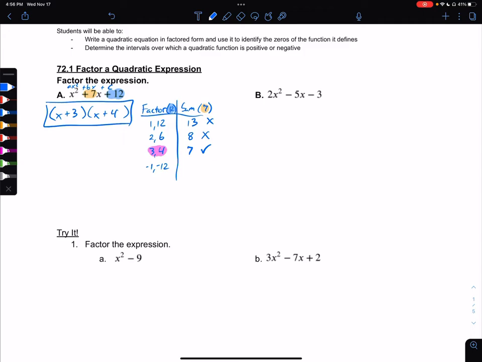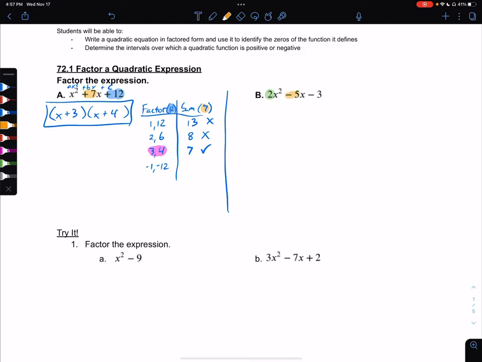Okay, so let's take a look at problem B. Now the difference in B and A is that in problem B, we have an a value here. So that's like an extra step, or an extra couple steps. It's not as simple as just taking factors of c and looking for what adds up to b. Because in part A, that value of a was a 1, so it really didn't impact anything. This time it's a 2, so we're going to have to be careful with that.